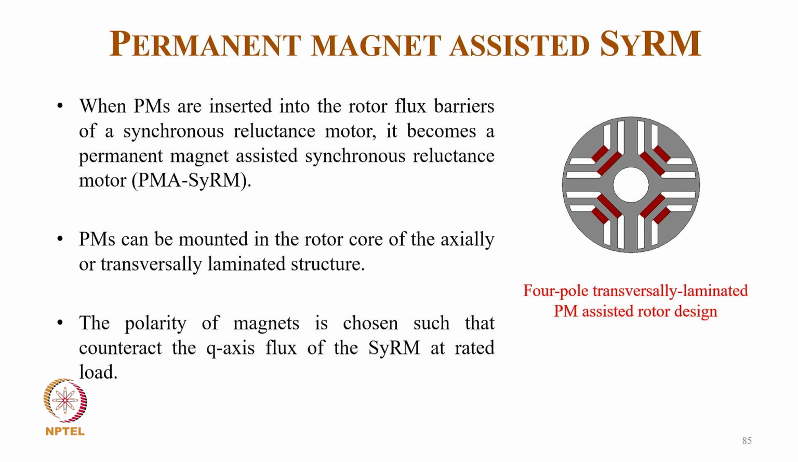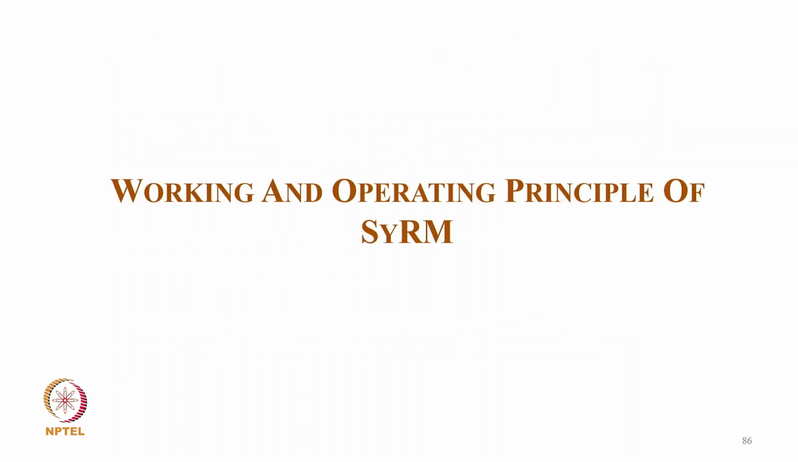So when the PMs are inserted into the rotor flux barrier of a synchronous reluctance motor, it becomes a permanent magnet assisted synchronous reluctance motor. And permanent magnets can be mounted in the rotor core of the axially or transversely laminated structure, and the polarity of magnets is chosen such that they counteract the Q axis flux of the synchronous motor at the rated load.